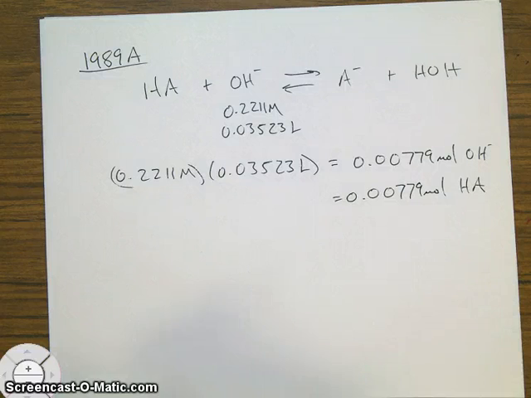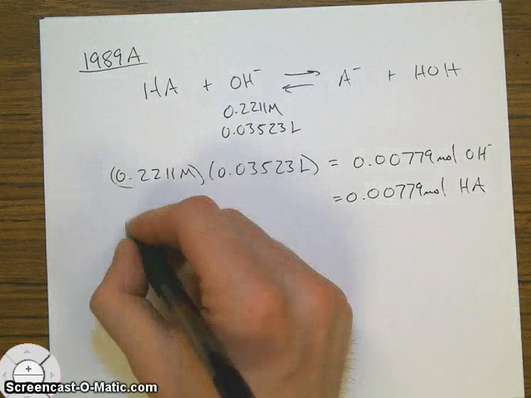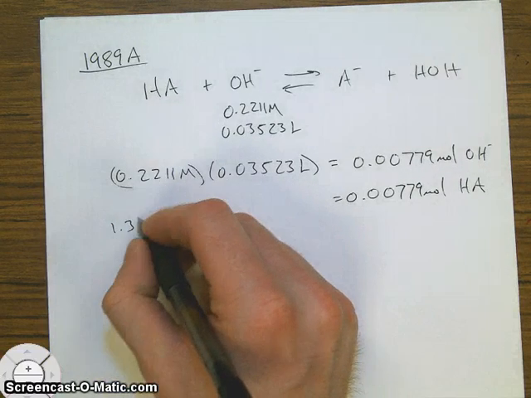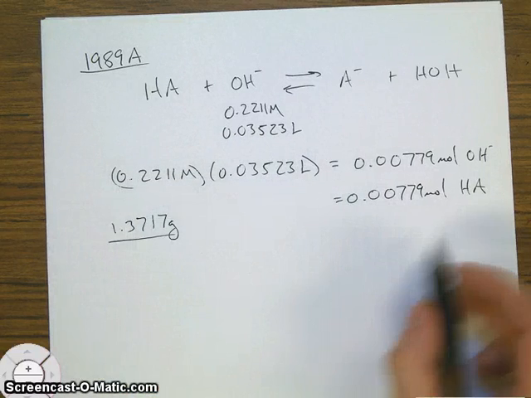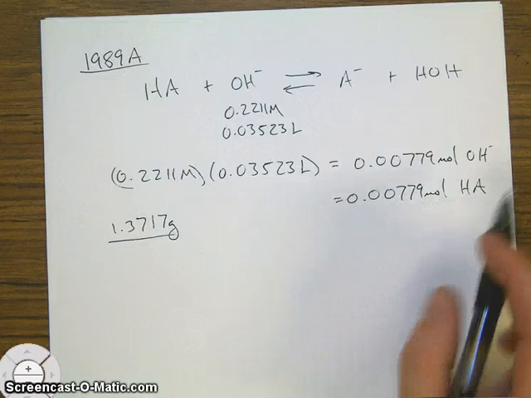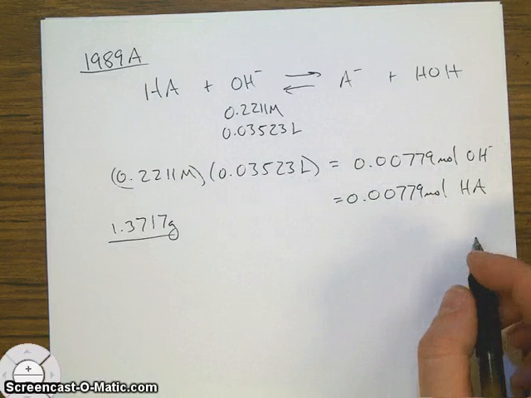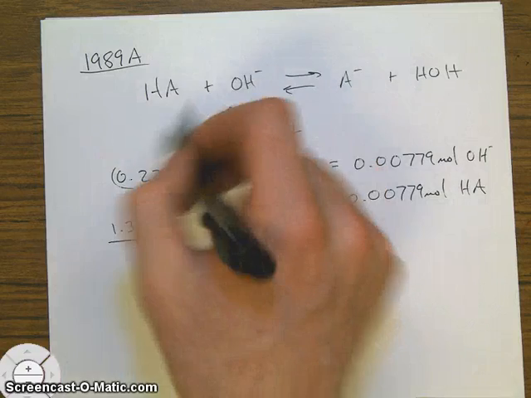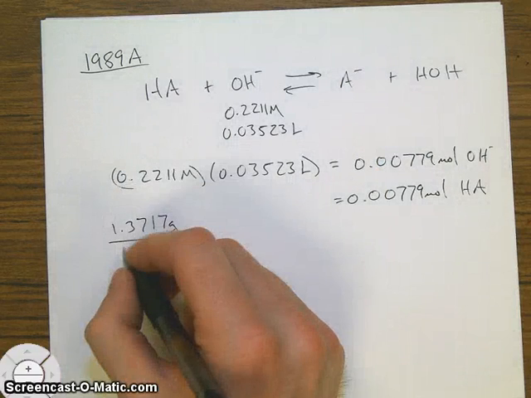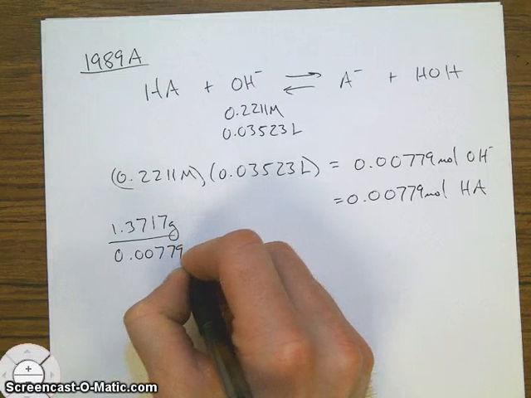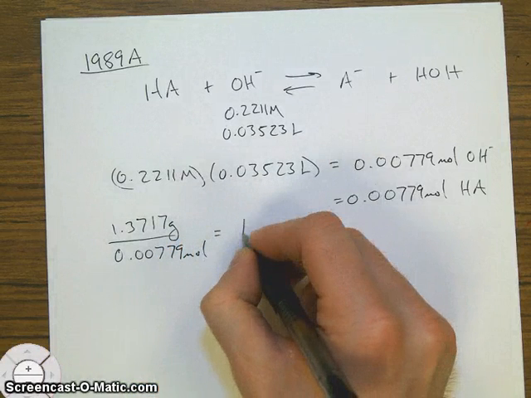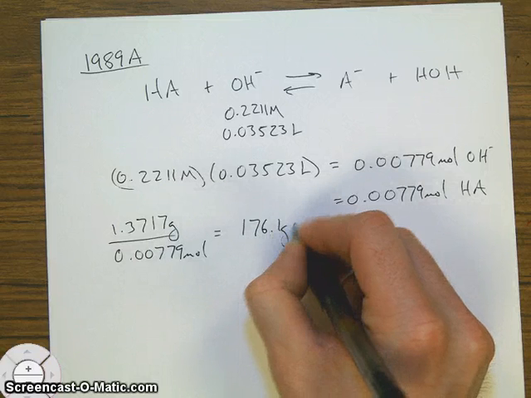Now the cool thing is we know how many grams of the acid were there. That is 1.3717 grams, and we know it's this many moles of acid that were fully reacted when you reach the equivalence point. Again, that's when all of the base has reacted with all the acid and you're left with salt water. So I divide by the moles here, which is 0.00779 moles, and that's equal to 176.1 grams per mole.